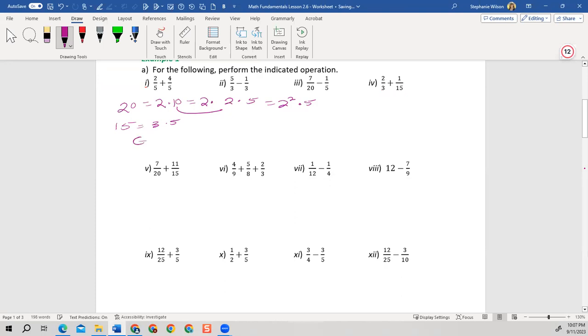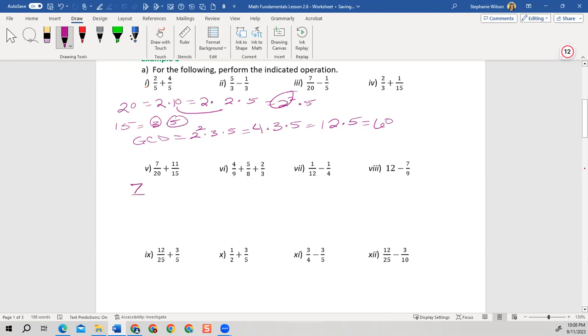Now I'm going to write each base once. I see I have a 2, a 3, and a 5. I'm going to pick the 2 with the highest power, which is 2 squared. Then pick the 3 and the 5, which are both to the first power. So 2 squared is 4, then 4 times 3 is 12, and 12 times 5 is 60. So my least common denominator is 60.